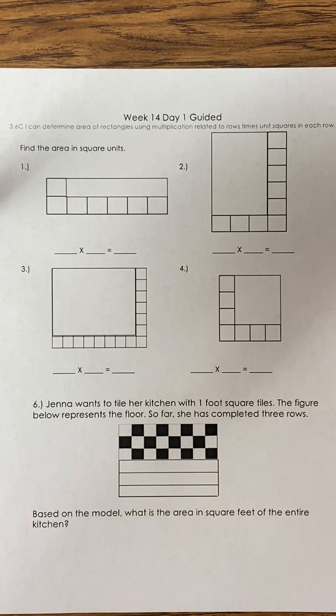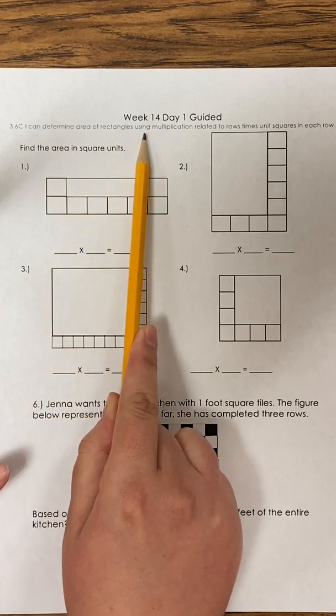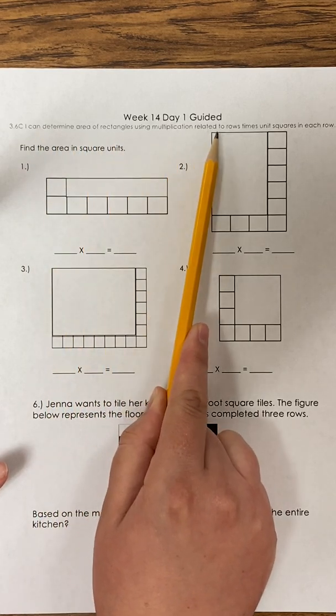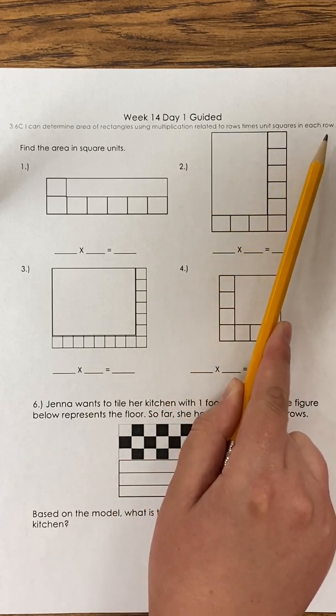Today we are continuing our lesson on area. So I'm going to go ahead and get started with reading today's target. I can determine area of rectangles using multiplication related to rows times unit squares in each row.